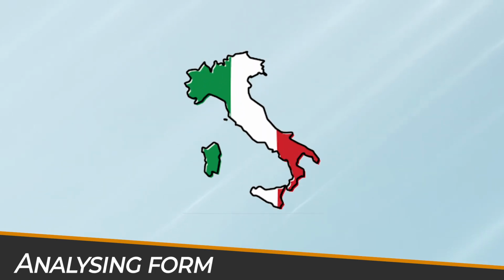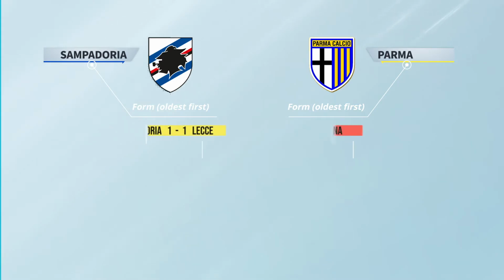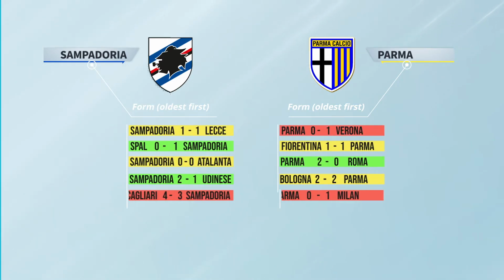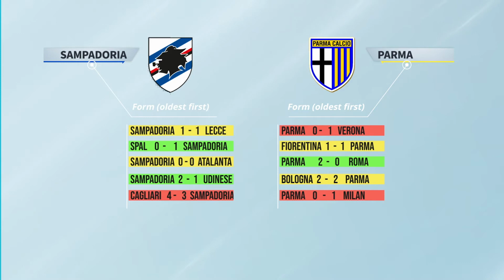So we'll go to Italy for a real-life example from the 2019-2020 Serie A season. On the 8th of December 2019, we had Sampdoria at home to newly promoted Parma. Looking at the last 5 Serie A games of each of these teams coming into the game, Sampdoria came in with 2 wins, 2 draws and a loss, while Parma came in with only 1 win, 2 draws and 2 losses. So based on that alone, you would expect Sampdoria to have the advantage.